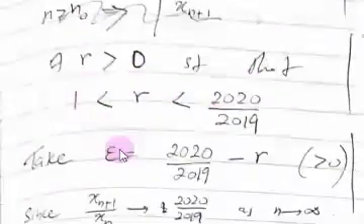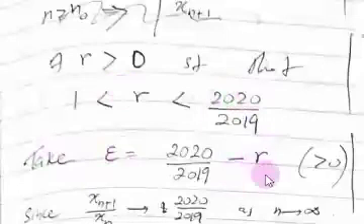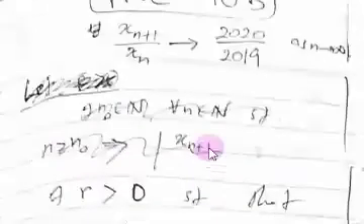Then we can take epsilon to be this number minus r. Definitely this is a positive quantity, so we can select it as epsilon. But we know that this ratio converges to this number as n tends to infinity. Then we can write the definition. We can use the definition of a convergent sequence.